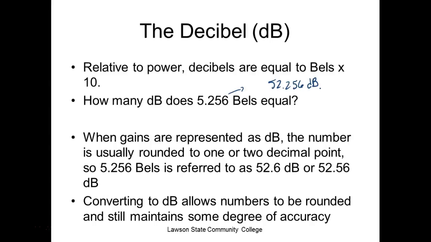Everybody okay? Now normally what we do when we get to dB is round it to 1 decimal point, or we round it to 2. Very seldom do you see dB rounded to more than 2 decimal points.